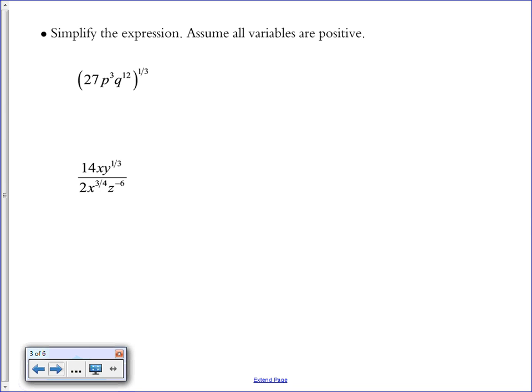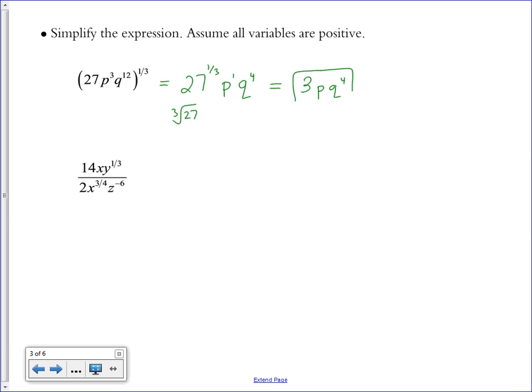The 1/3 that's on the outside here of the parentheses is going to come in and get multiplied by all of the exponents that are on the inside. So this is going to become 27 to the 1/3 power, which we'll simplify in a bit. P already has a third power on it. We're going to multiply 3 by 1/3, and it becomes p to the first power. Q already has a 12 on it, so we multiply 12 by the 1/3, and it becomes the fourth power. And we just continue simplifying because we know 27 to the 1/3 power is like saying the cubed root of 27. And we know that the cubed root of 27 is 3, so we're going to simplify this to 3pq to the fourth.